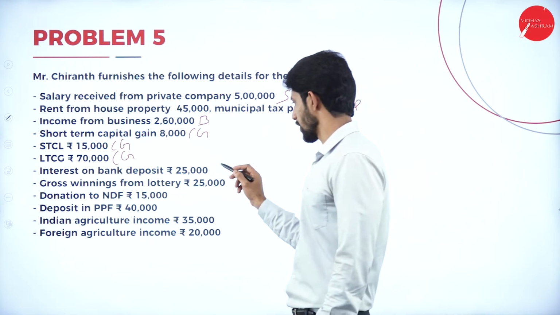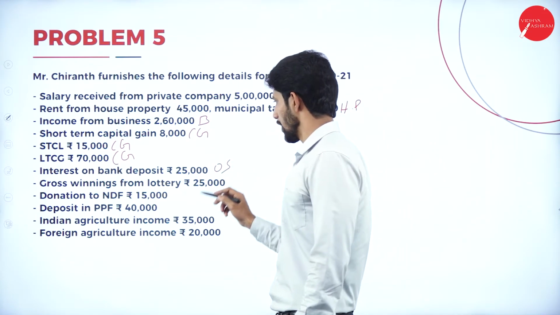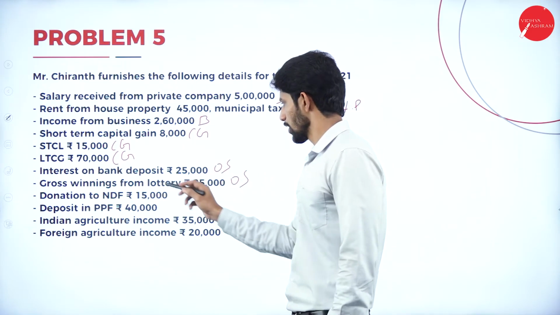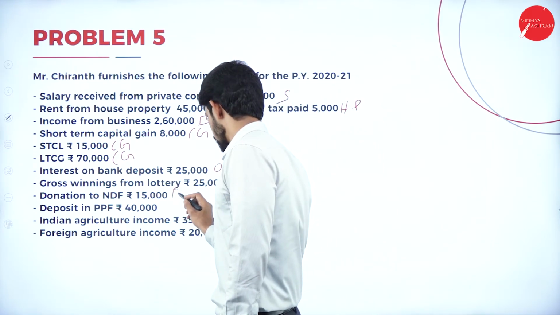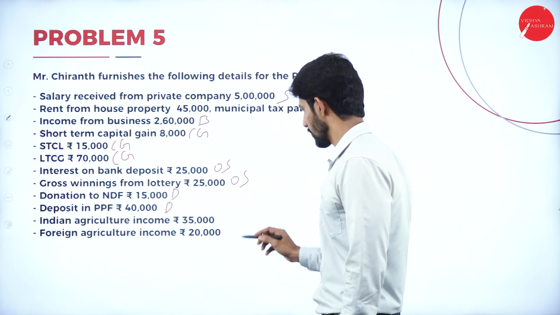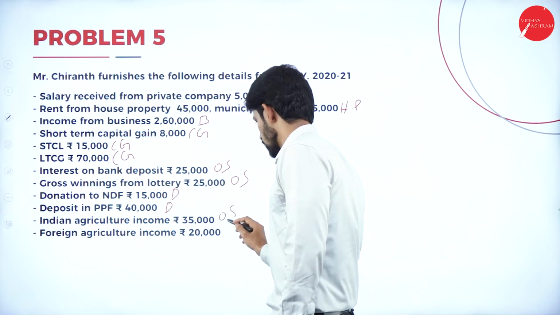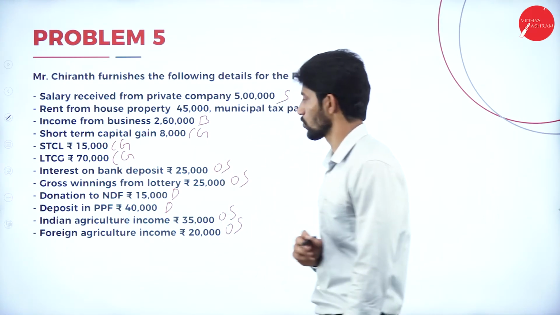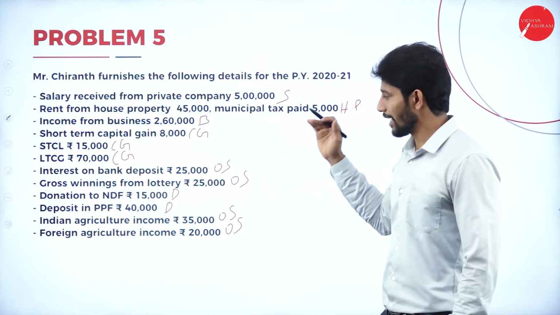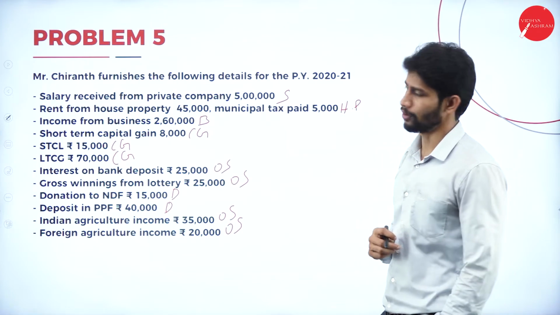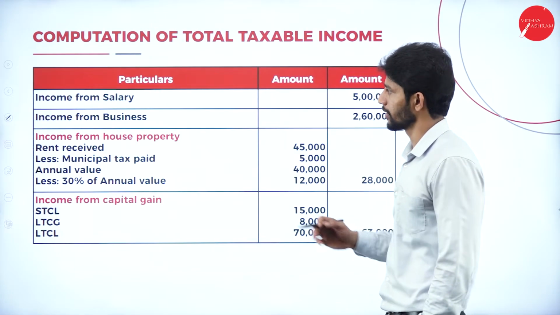Next, interest on bank deposit, relating to other sources. Gross winnings from lottery, other sources. Donation to NDF, deduction. Deposit in PPF, deduction. Agriculture income in India, other sources. Next, foreign agriculture income, it is other sources. So if you mark each income like this, then it will be easy to solve the problem. So moving on to the solution part.